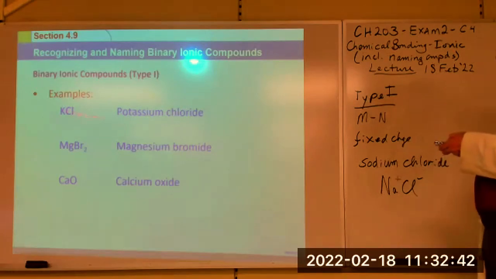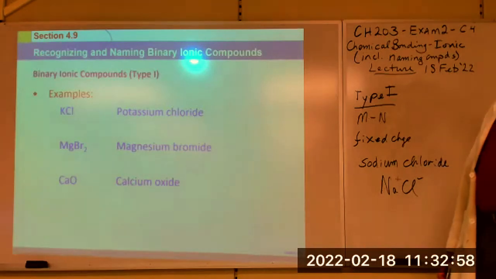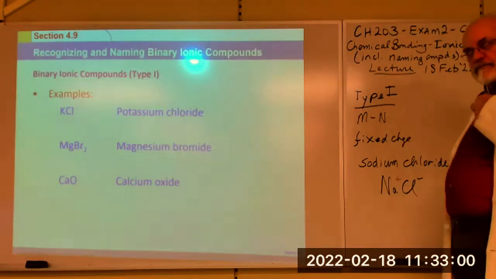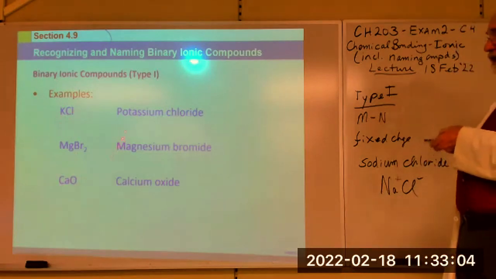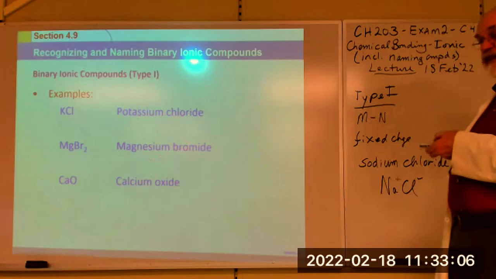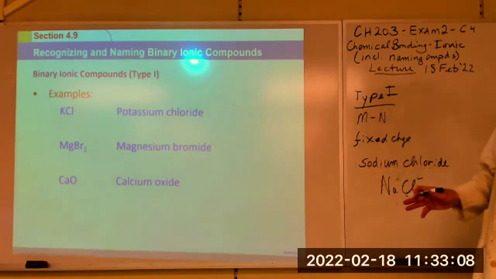So this would be potassium chloride. Potassium only has one possible charge. Magnesium only has one possible charge. Bromine is minus one, so two of them required to balance the two plus. Magnesium bromide, calcium oxide. And these are the formula units for those compounds, and these are the names that go with it. And that's all we have to say.